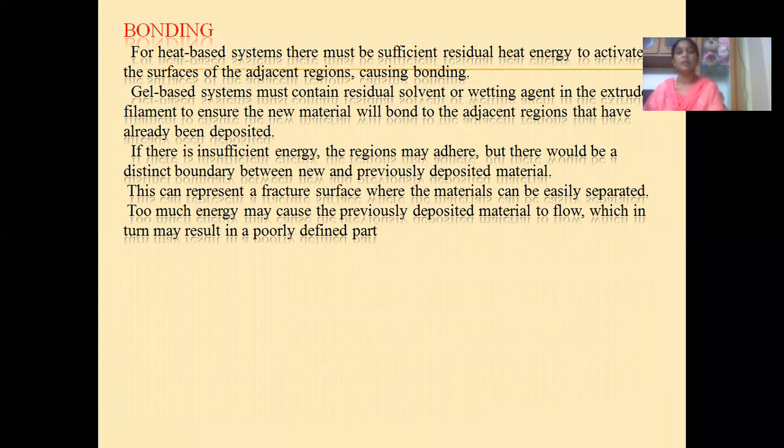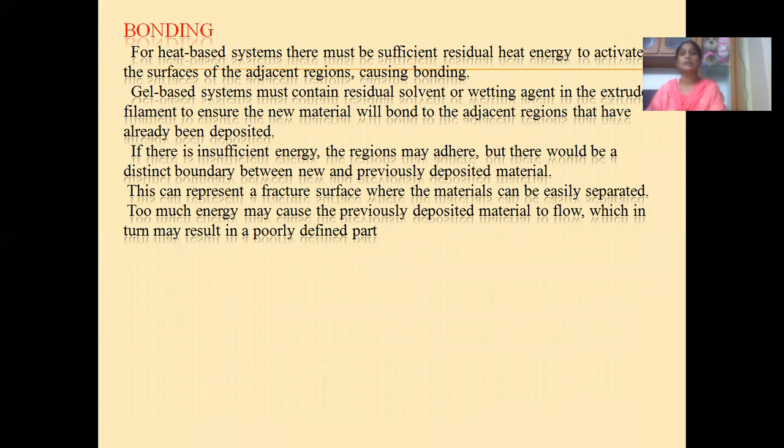This can resemble a fractured surface where the materials can easily be separated, which in turn may result in a poorly defined part. Too much energy may cause the previously deposited material to flow, which in turn may result in a poorly defined part. That is bonding. Bonding means what?